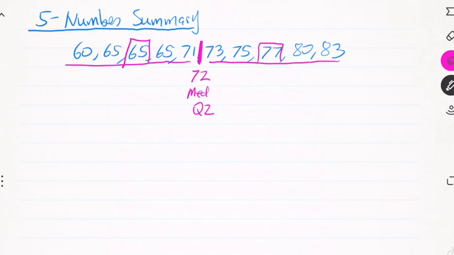So this 65 becomes known as quartile 1, the 77 becomes known as quartile 3. And then we have our minimum number to the left and our maximum number to the right. So this is what's known as the 5-number summary. So the minimum, the quartile 1, the median, quartile 3, and the maximum. Another thing that we could create out of this is what's known as a box and whiskers plot.